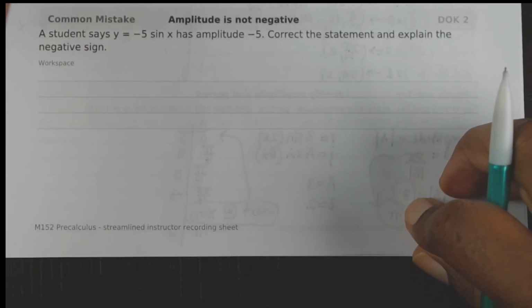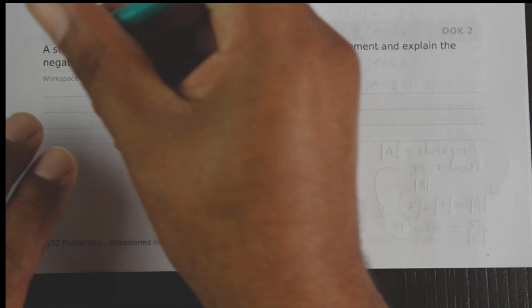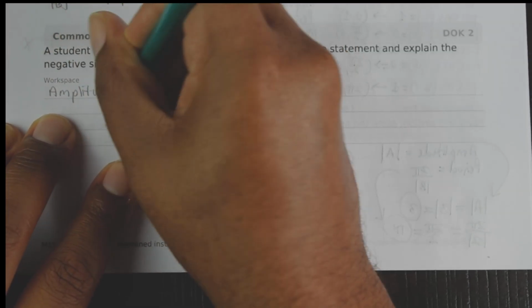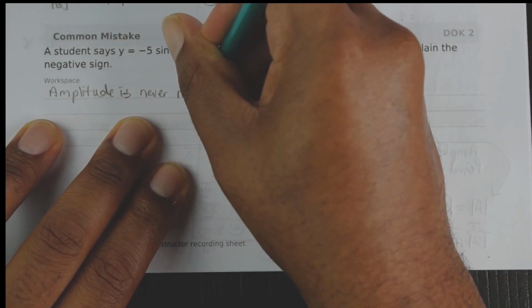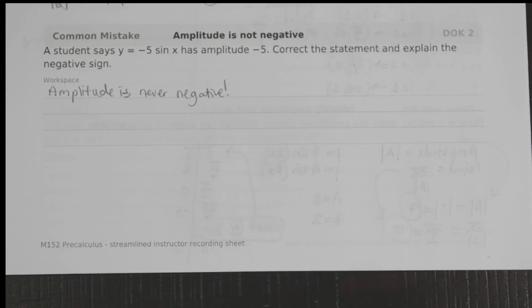Let's look at a common mistake. A student says that y is equal to negative 5 sine x has an amplitude of negative 5. Correct the statement, and explain the negative sign. So the amplitude is never negative. That's number one. The amplitude is never negative.